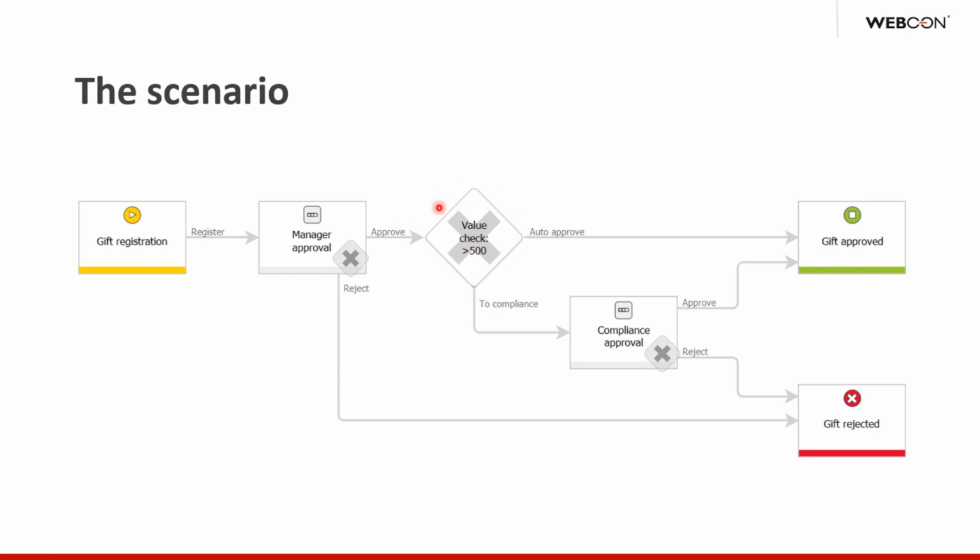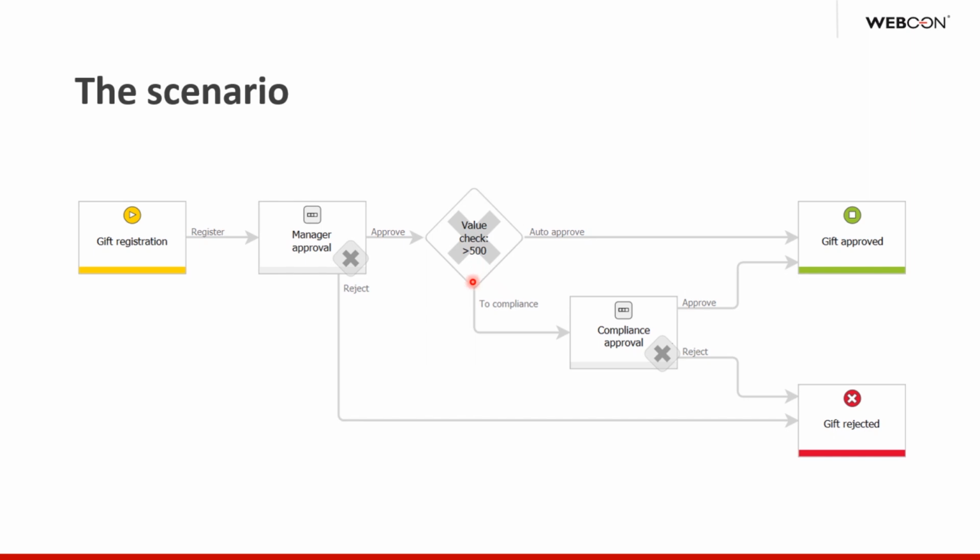We will add this a bit later. In the first iteration of this workflow, we won't have this, but this is an automated step. Essentially, it will check the value of the gift. If it is a very small gift, so if it is below, let's say, an arbitrary value of 500, it will be automatically approved and go directly to the gift approved step.